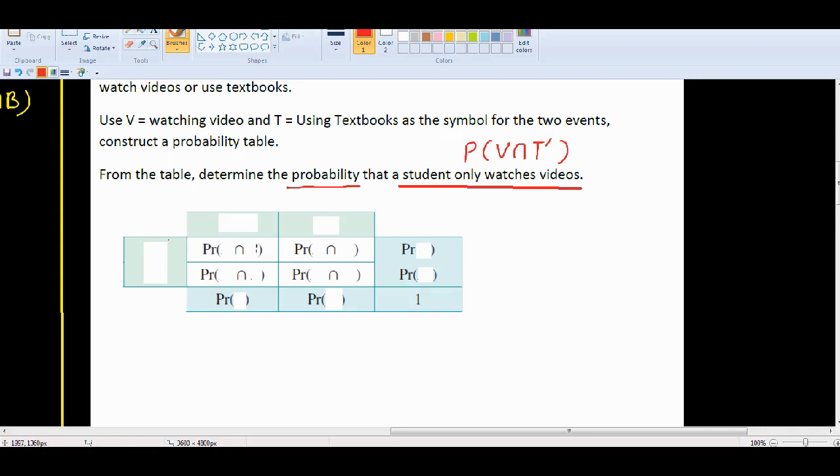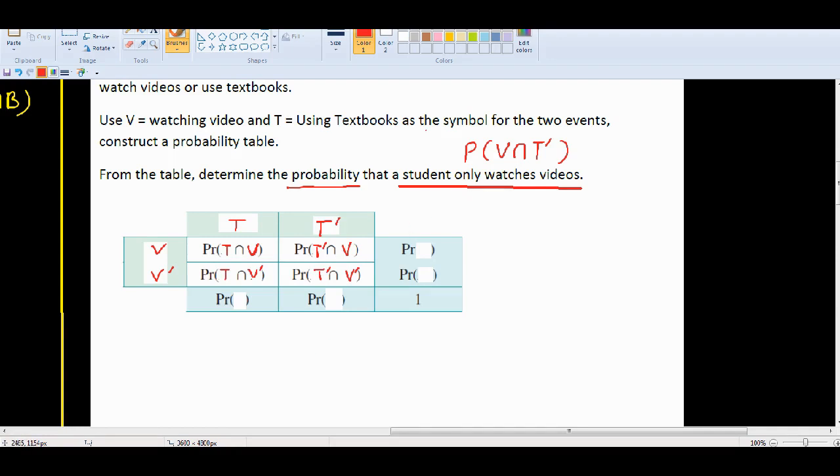Okay, so here for the columns I use T, not T. Here I use V, not V. So the first one should be T intersect V. The second one should be not T intersect V. Here should be T intersect not V. And here should be not T intersect not V.